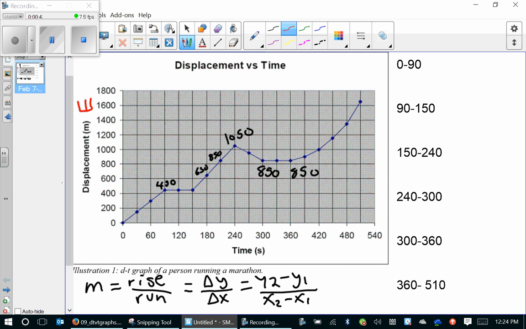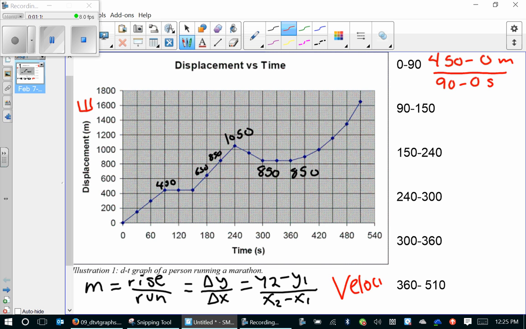Every 30 seconds, we seem to be going 150 meters. And in fact, if we calculate the slope, we're going to find something really interesting. Our change in y, well, we went 450 minus 0 meters. Okay, and our time is 90 minus 0 seconds. Notice our units, meters per second. So really, when we calculate the slope of a displacement versus time graph, slope is really velocity.